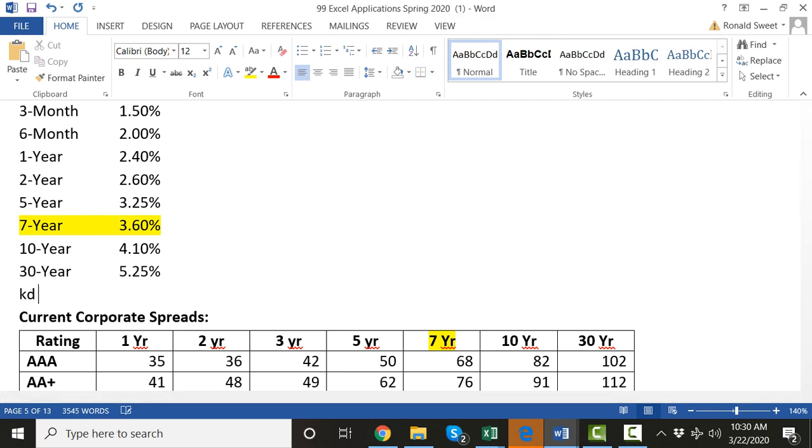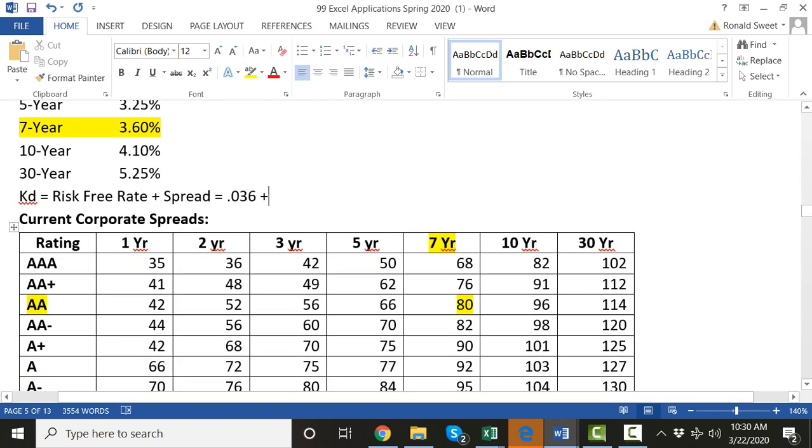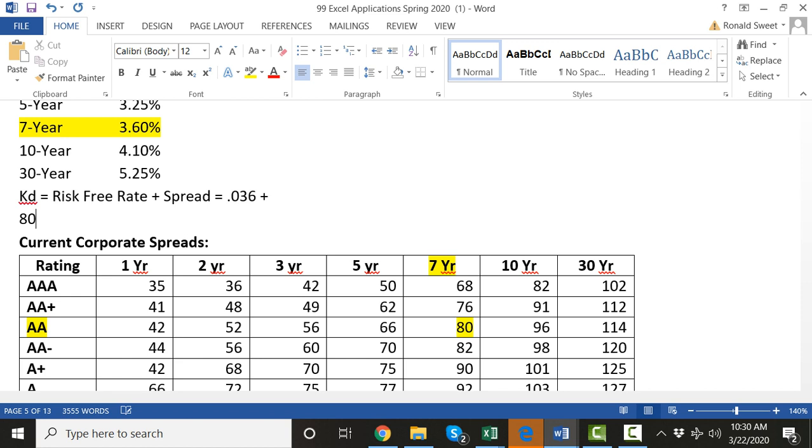The cost of debt for this firm is going to equal the risk-free rate plus the spread. Here we say the risk-free rate is the treasury because it's a 7-year bond. We use a 7-year treasury, and that's 0.036. Convert your percents into decimals. Just divide 3.6 by 100 and you get 0.036 plus our spread, where our spread is 80. 80 divided by 10,000 equals 0.008. So we're going to take 0.036 plus 0.008.